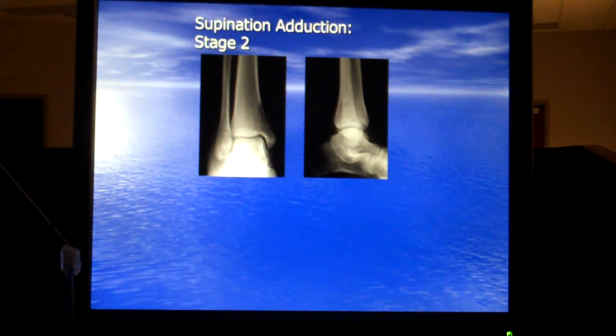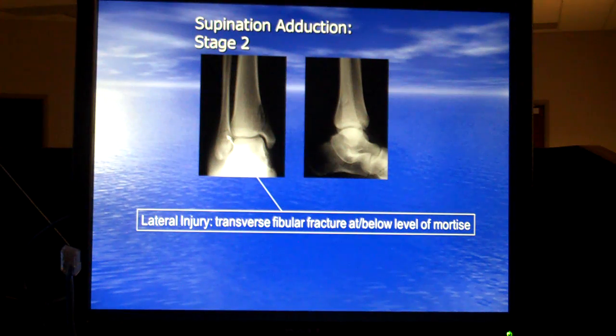So here's another different injury: supination adduction. You can imagine the supination part makes the transverse fibular fracture, and then the adduction part jams the medial part of that talus right into the tibia and causes that shear fracture. So it's a little bit of a different injury. So lateral, sorry. Still stable. Okay.